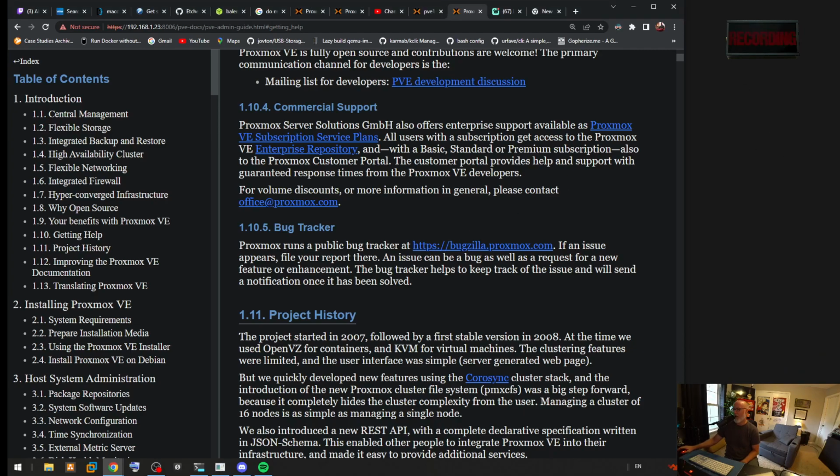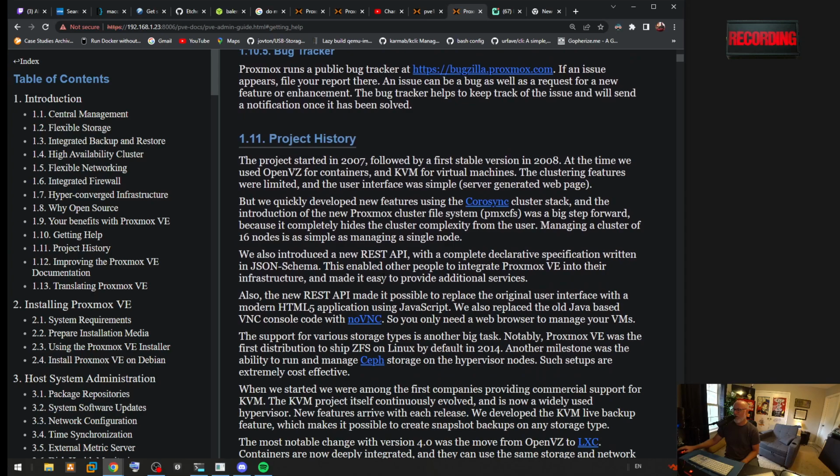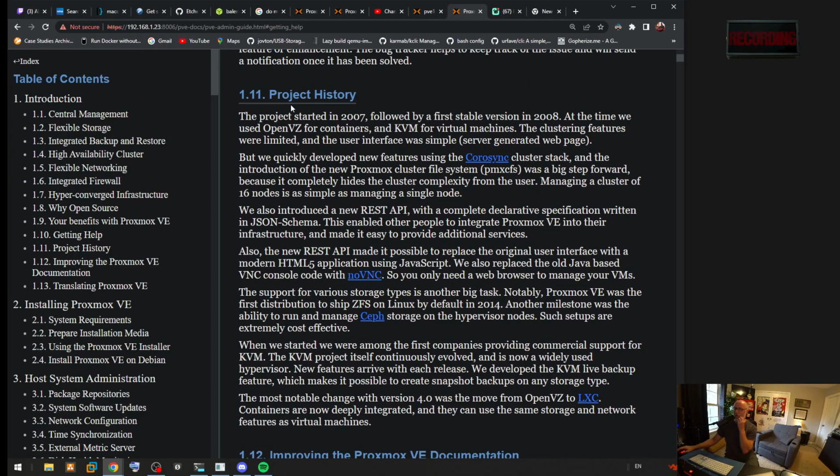All right. So, project history, bug tracker, Bugzilla. Project history. Let's read this. This is actually super interesting. 1.11 Project history. The project started in 2007, followed by a first stable version in 2008. At the time, we used OpenVZ for containers and KVM for virtual machines. The clustering features were limited and the user interface was simple, server-generated web pages. But we quickly developed new features using the CoroSync cluster stack, which I cannot wait to look at.